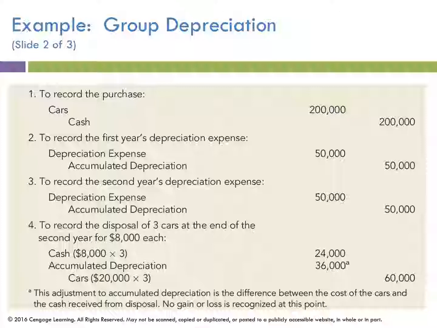And then $36,000 is calculated, as you can see in A below. The adjustment to accumulated depreciation is the difference between the cost of the cars and the cash received from disposal. No gain or loss is recognized at this point. So when you're using a group depreciation method, that's how you journalize the disposal of the cars.